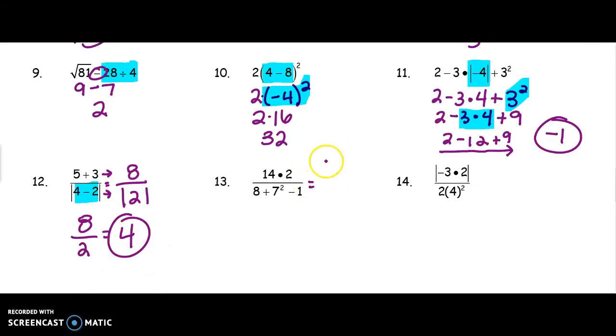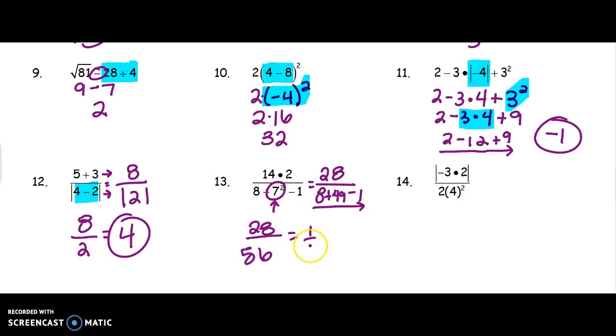Okay, same thing here. 14 times 2 is 28. But we have to do order of operations, so we'd say 8 plus something minus 1, and that something is 49. And now we can work left to right, so we'd say 28 over 56, which when you simplify is 1/2.